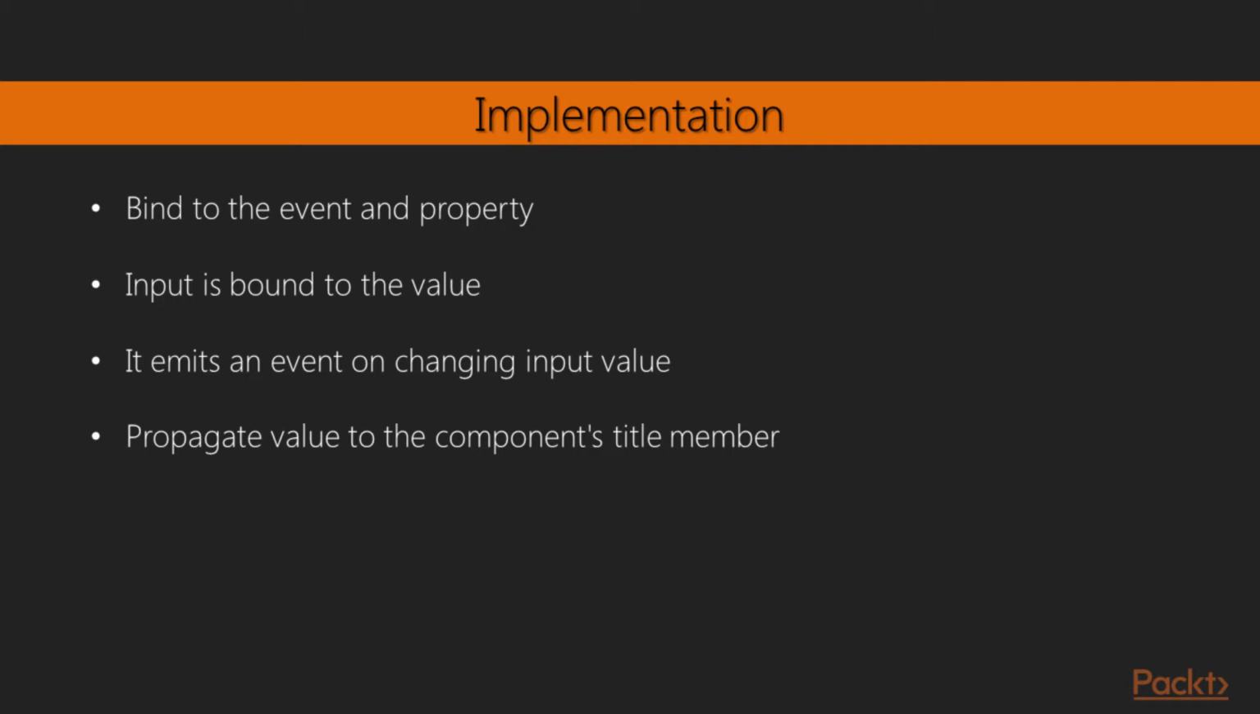What you're really doing is binding to the event and property that ngModel associates with this input. When the component's title member changes, the input is bound to that value and will update its own value. When the input's value changes, it emits an event which ngModel will bind to and extract the value from before propagating it in the component's title member. Note that the banana in a box syntax is simply indicative of the binding done to both the input property with square brackets and the input events with parenthesis.